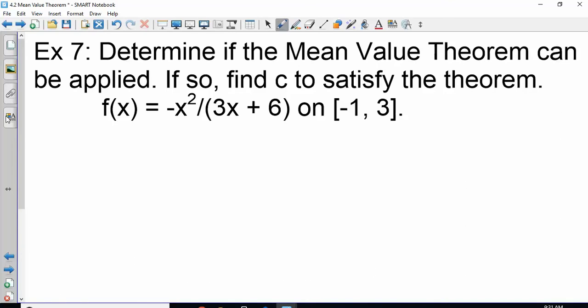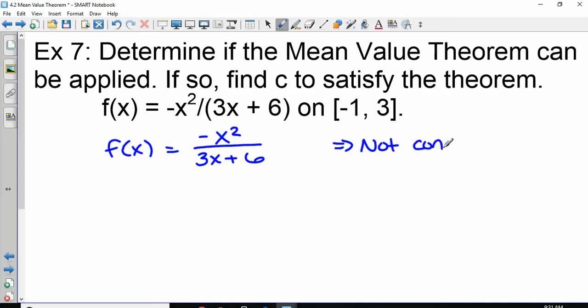Determine if the mean value theorem can be applied, and if so, find the value that works. So in order to use the mean value theorem, it has to be continuous and differentiable. First of all, this is a fraction, so it's definitely not continuous everywhere. Okay. Where is this not continuous? -2, because that makes the bottom 0.